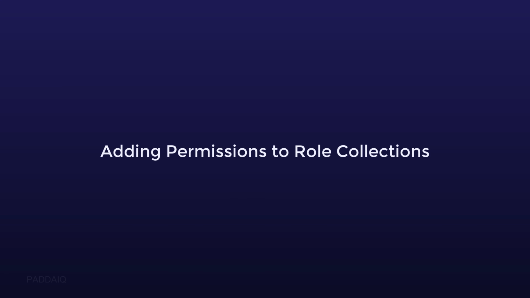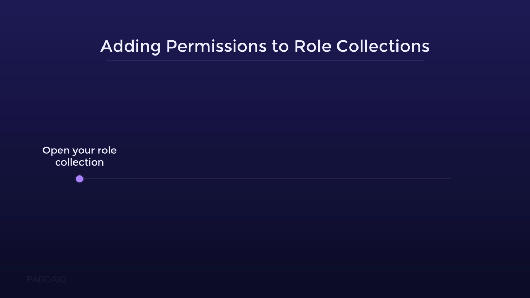Adding permissions to role collections. Open your role collection. This means accessing the SAP BTP cockpit where you manage user authorizations. For example, if you are setting up a finance team, you open their specific role collection to add access to payment apps. This step is essential for securely granting the necessary permissions to your users.